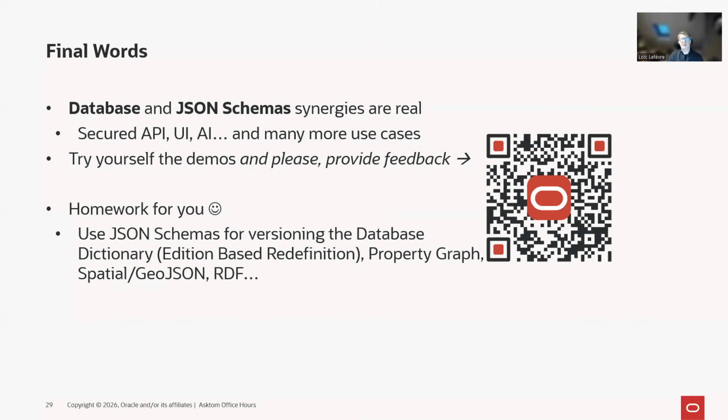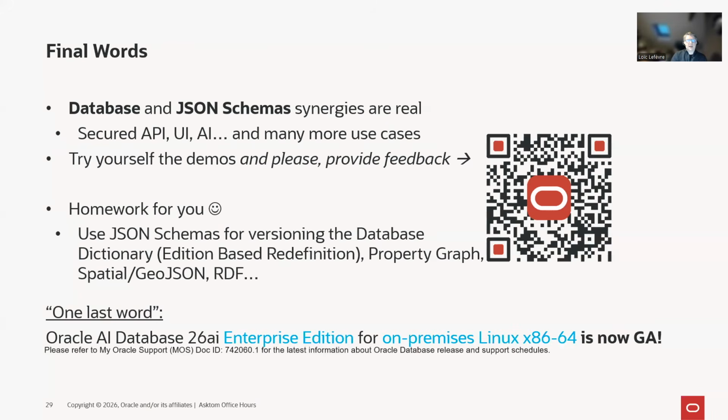Property graph, spatial, GeoJSON, RDF, and melding all of these together can be very interesting. And again, 26 AI Enterprise Edition is available on Linux now. So thanks a lot.